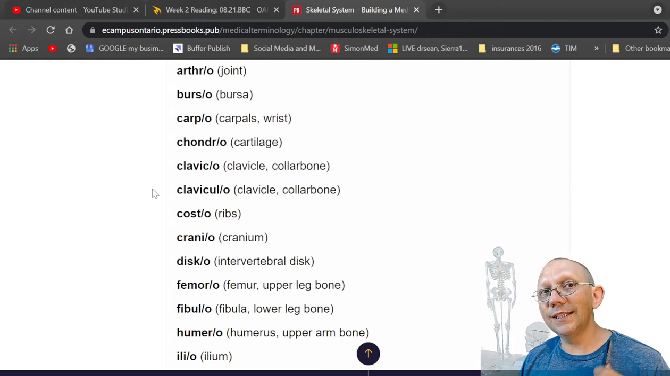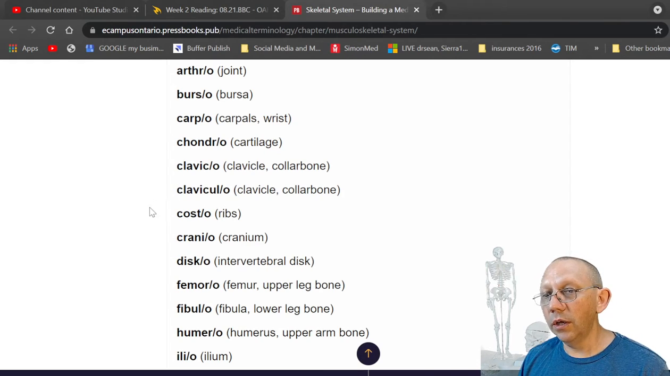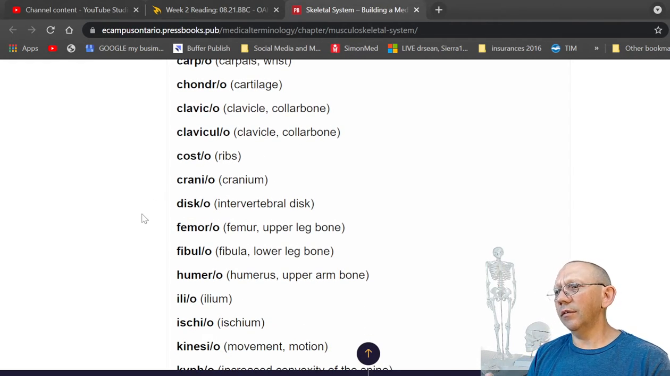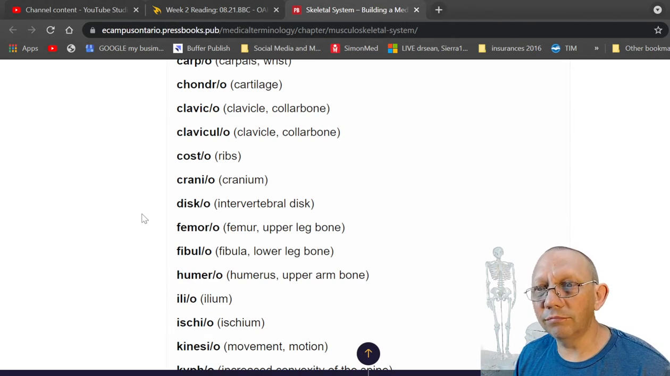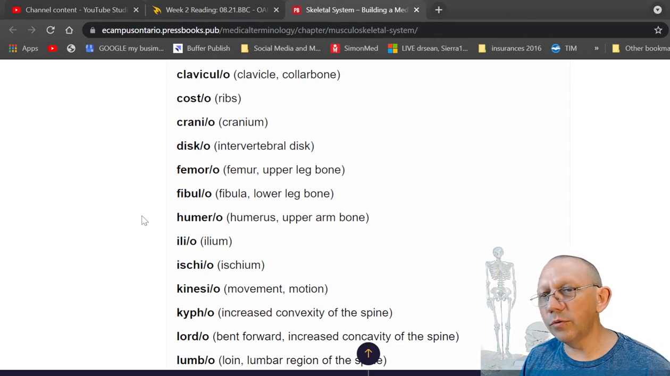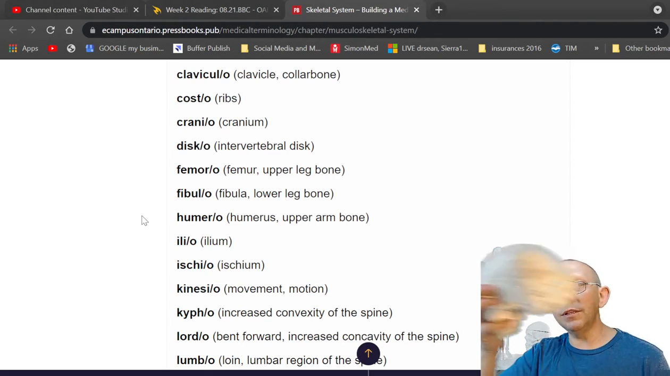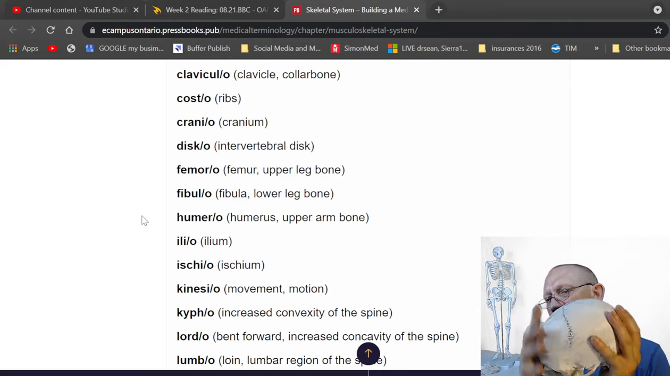Claviculo, that's this one here, collarbone, clavicle. Okay, so you can have claviculitis, I suppose you can have claviculosis. I don't know. You can have all kinds of costa ribs. We did that. Cranio has to do with the cranium. This is the skull. Okay, cranium is this whole thing.